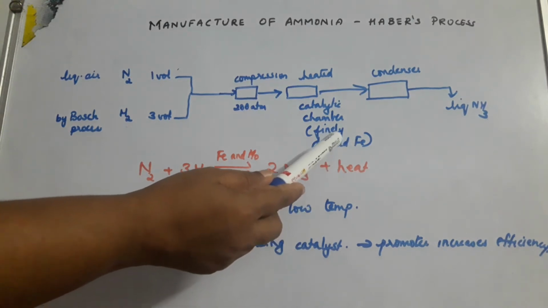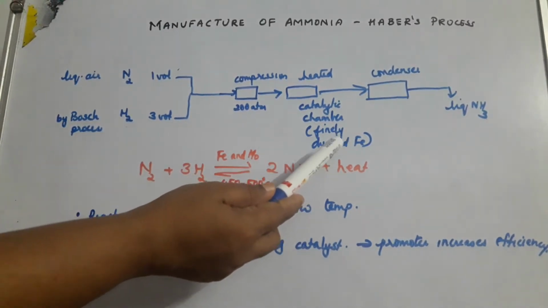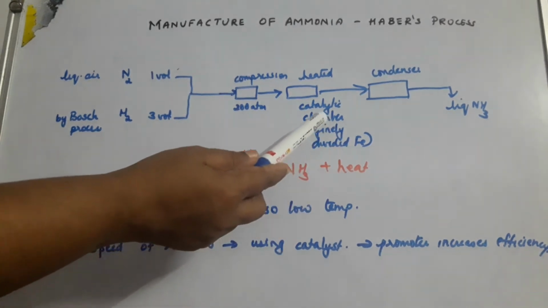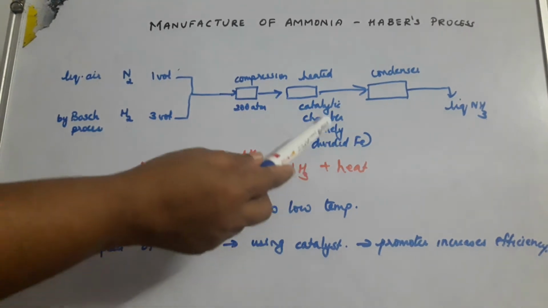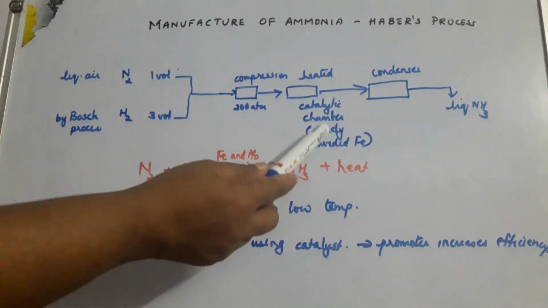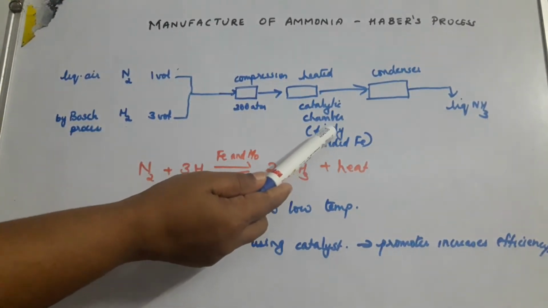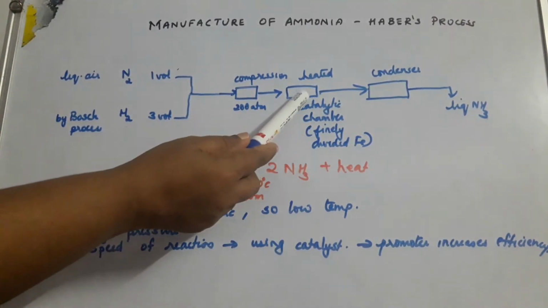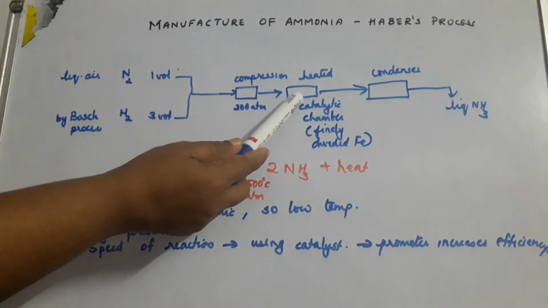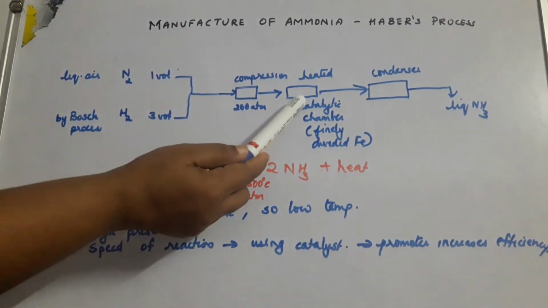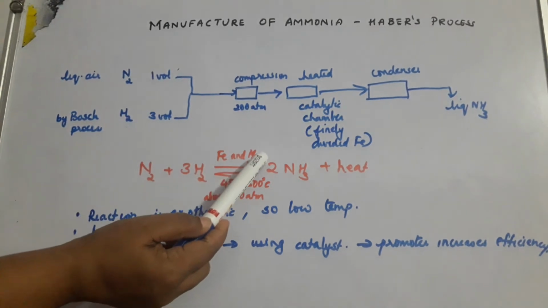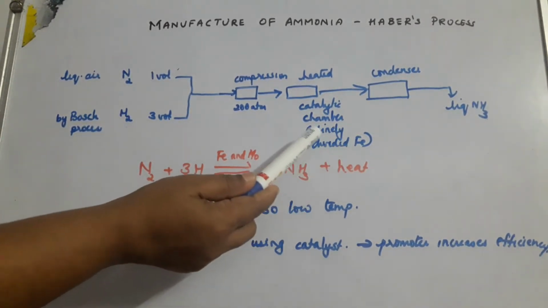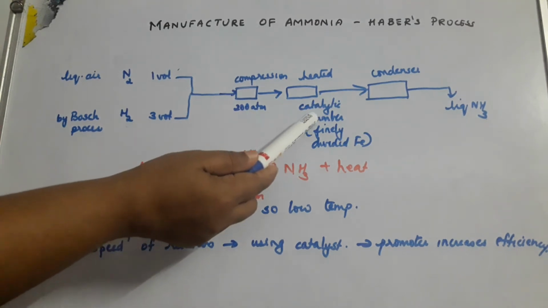Why are we using finely divided iron? We can use a piece of iron also, but we are using finely divided iron because it increases the surface area. When surface area increases, the efficiency of the catalyst also increases. So that's the reason. And also a promoter is used, that is molybdenum. Molybdenum is used as a promoter here. The promoter's action is that it increases the efficiency of the catalyst, which is iron. So that is the role of the promoter.